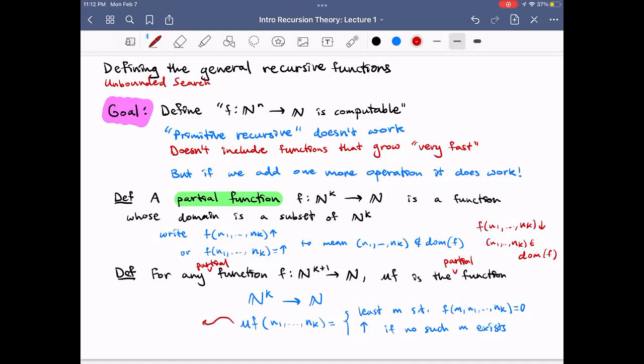And this operation is sometimes called unbounded search, because there's no a priori bound on how large little m could be. It's also sometimes called minimalization, because you're trying to find the smallest m that satisfies this property. So we're going to expand the definition of primitive recursive to allow this kind of unbounded search, which in some sense corresponds to expanding our programming language to allow while loops or recursion or something like that.